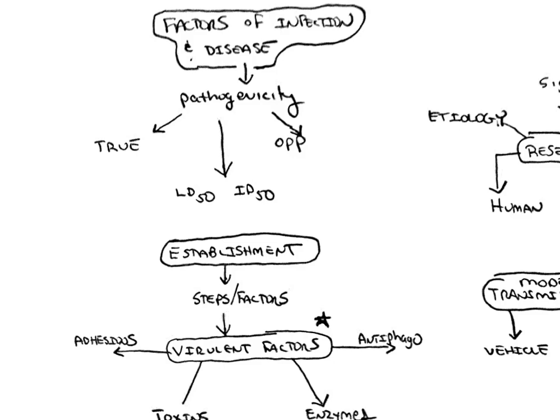Next, we're going to talk about factors of infectious disease. For example, make sure you guys are able to define pathogenicity and be able to distinguish between a true pathogen and an opportunistic pathogen. So define what a true pathogen is and give an example. And then define what an opportunistic pathogen is and again give an example.